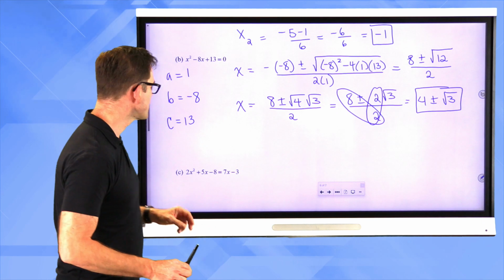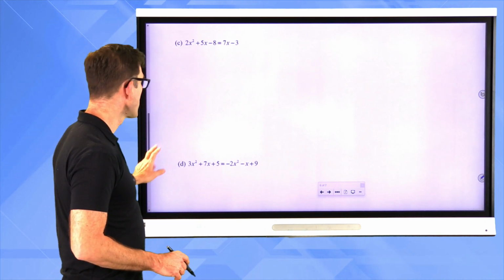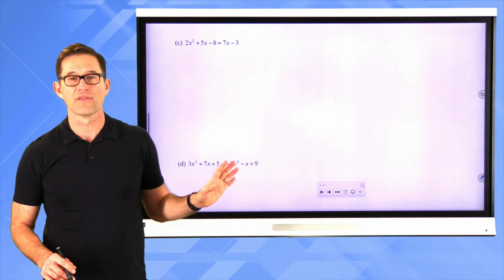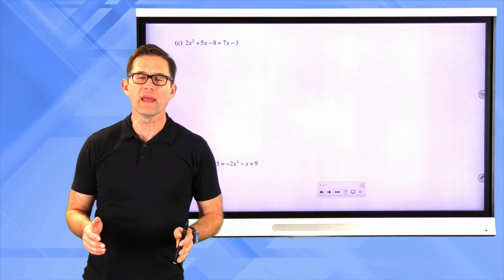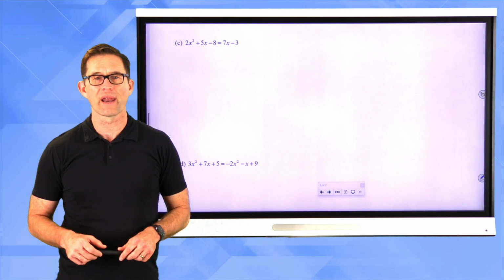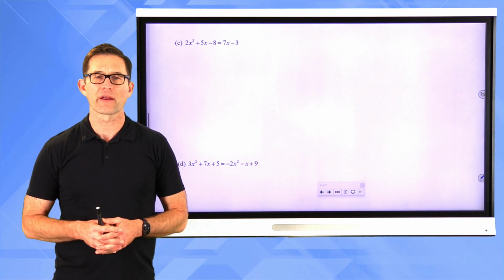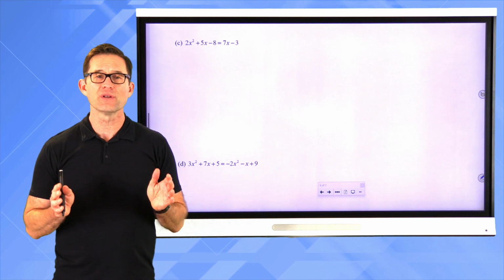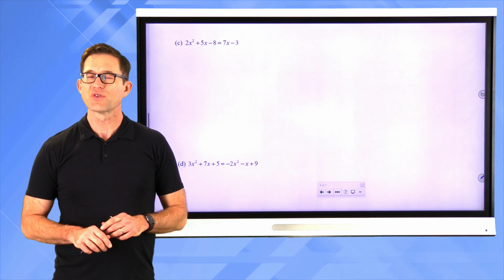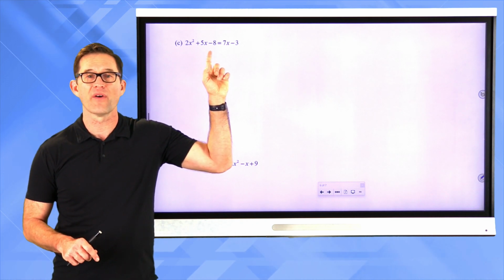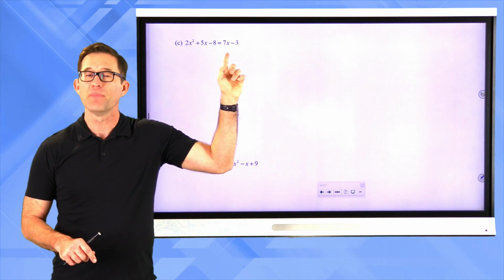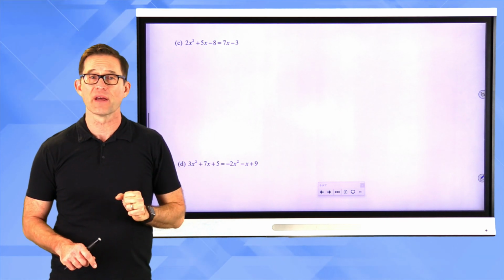Let's take a look at the last two really quickly together. We're not going to work on them together, but let's take a look at them. Letter C. 2x squared plus 5x minus 8 is equal to 7x minus 3. Like so many things involving solving quadratics, we can only use the quadratic formula if the equation is first set equal to 0. So the last thing I'd want to do here right now is say a is equal to 2, b is equal to 5, and c is equal to negative 8, because we're not equal to 0, we're equal to 7x minus 3.